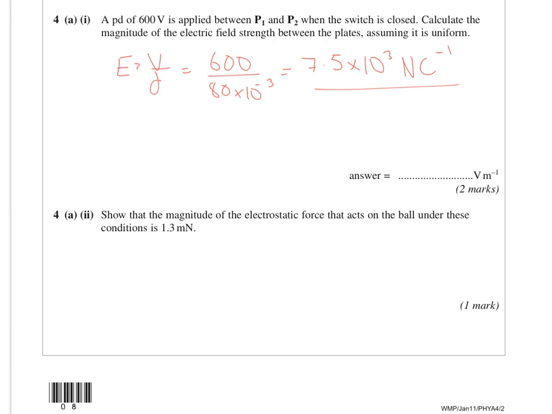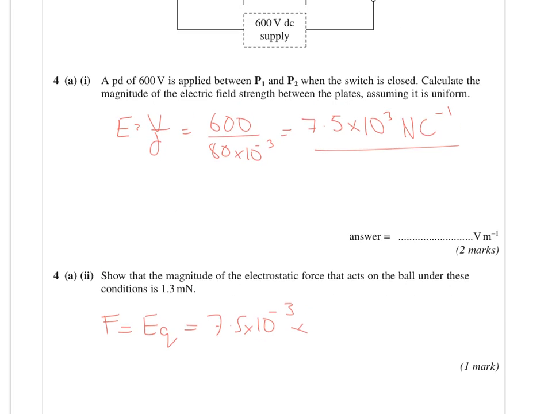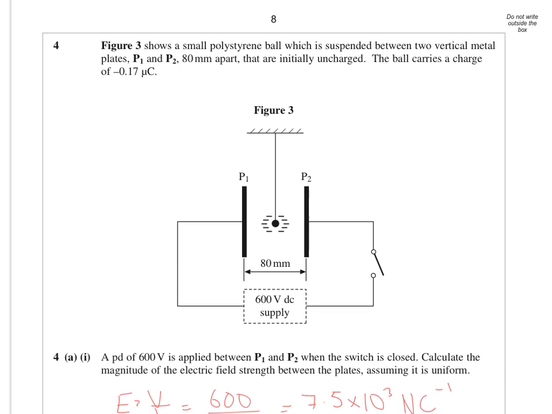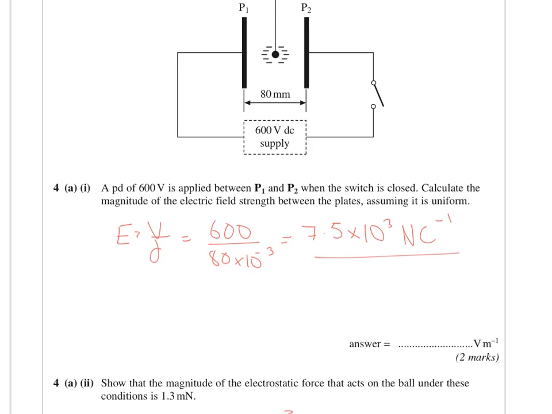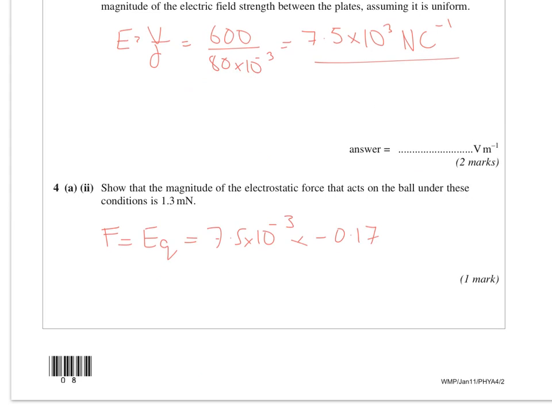Show that the electrostatic force is 1.3 millinewtons, so F is the field strength times Q, so it's 7.5 times 10 to the 3, and the charge was minus 0.17. Was it nano? Micro coulombs.